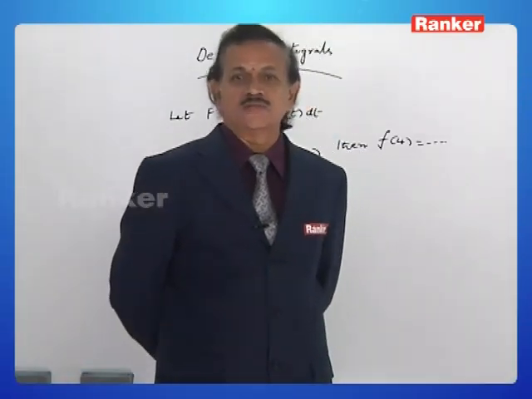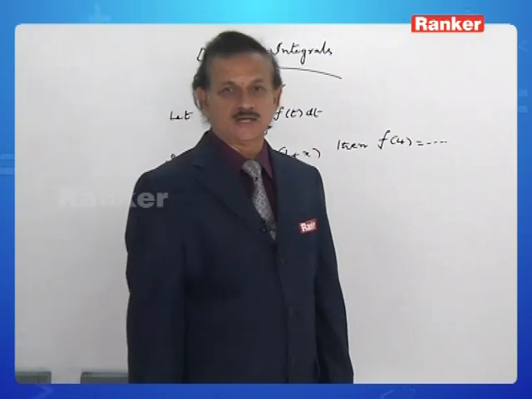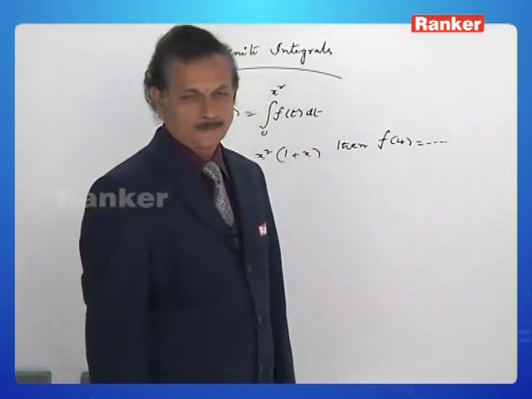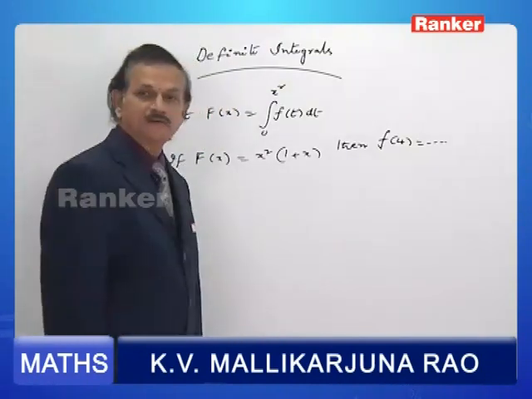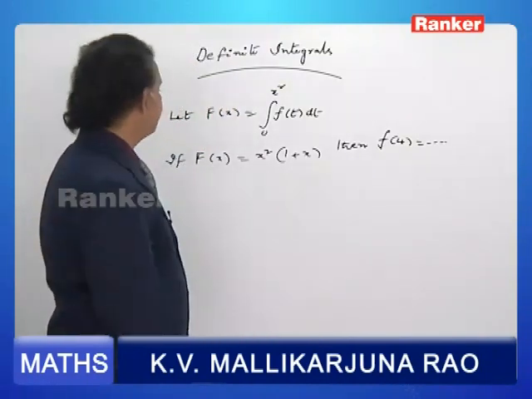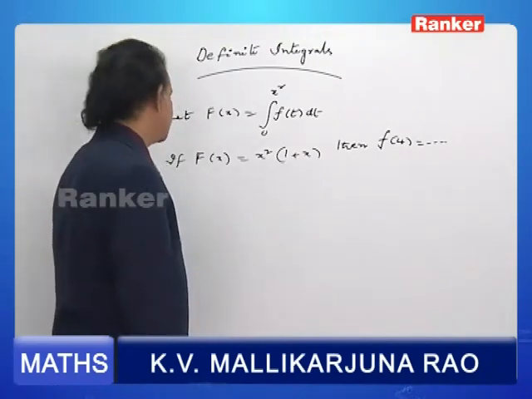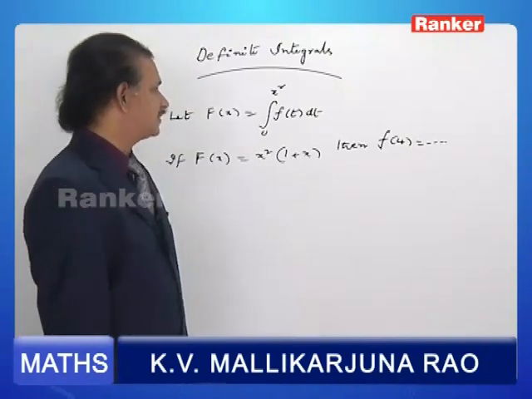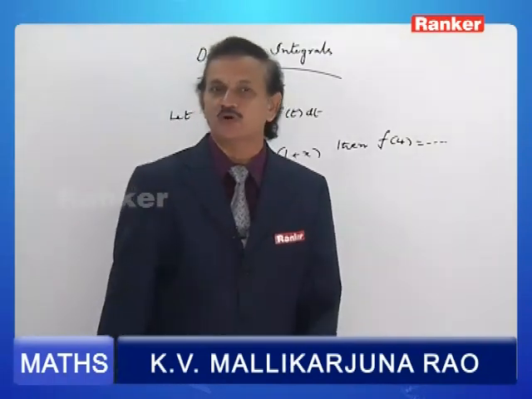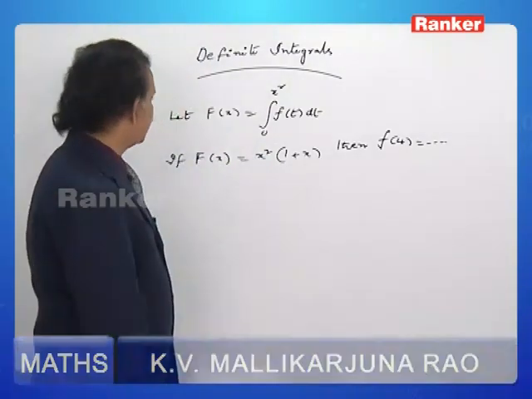In this session, we shall look at the conclusive part of important problems in definite integrals. In this connection, let us observe the problem: capital F of x is equal to integral 0 to x square of f of t dt. If this capital F of x is equal to x square into 1 plus x, then what is f of 4? That is the question.